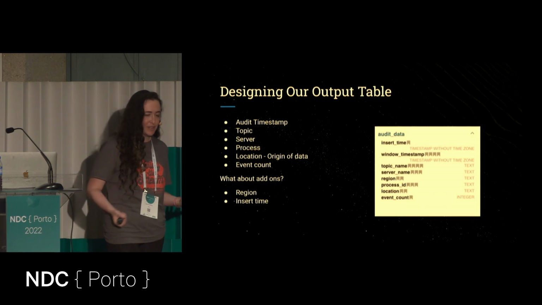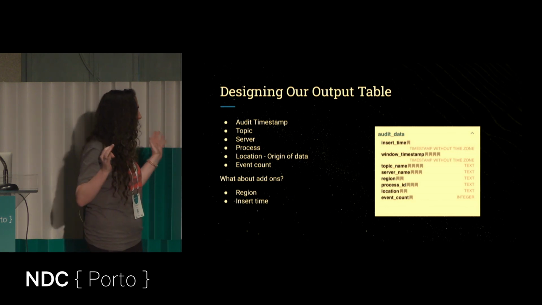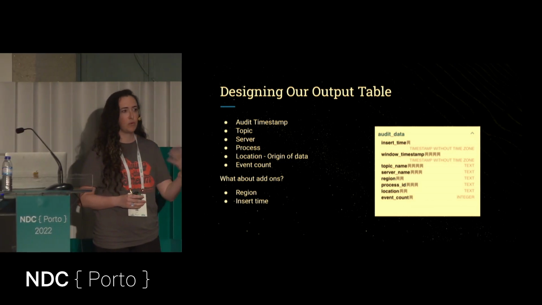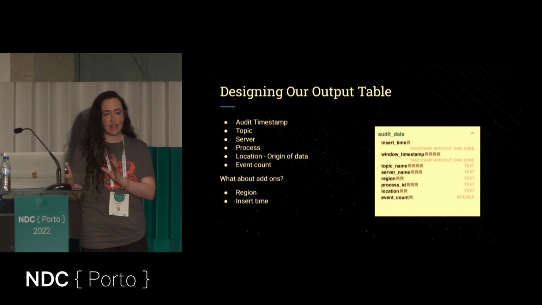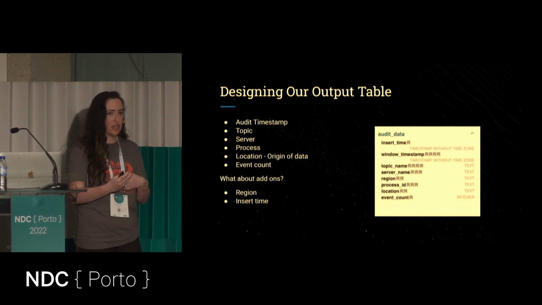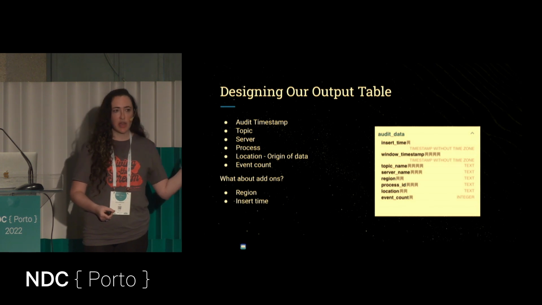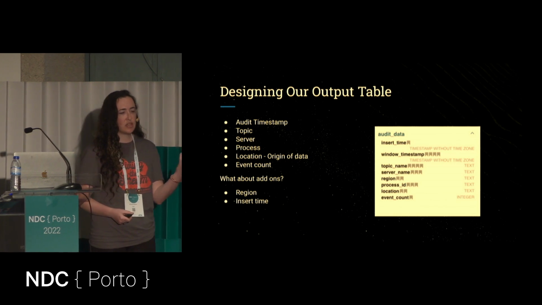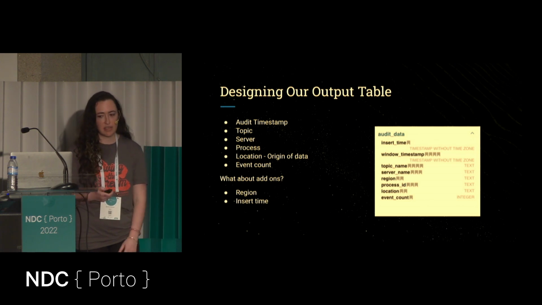Cool. So let's understand how it looks. You can see everything we've discussed. We have the audit timestamp, the topic, the server, and the process. We have a location column, just because we're storing all of that data in the same table. In order to differentiate between the headers and the metadata, we're going to use the location column. Then the event count, and we also have our add-ons: region and insert time. Just deducting the audit timestamp from the insert time, we'll be able to calculate arrival latency.